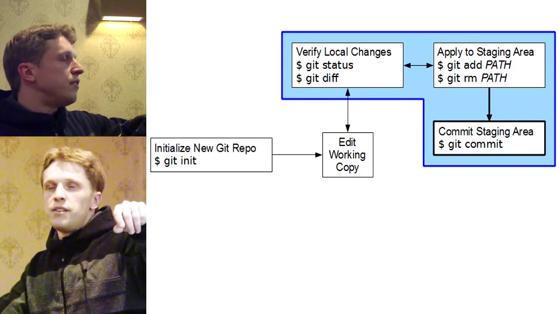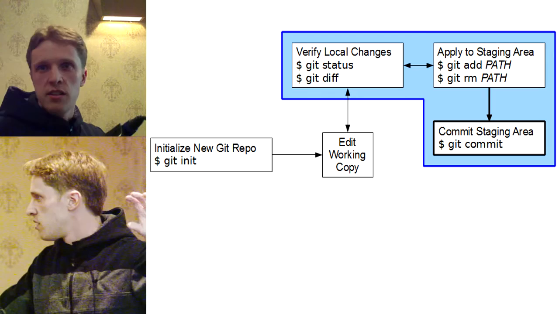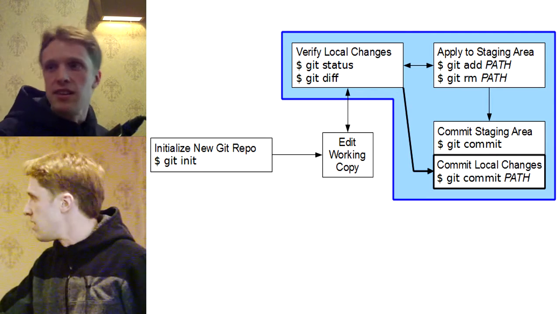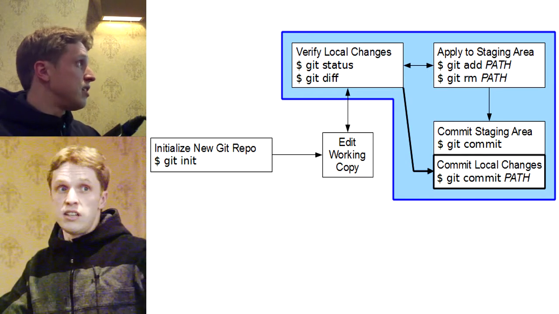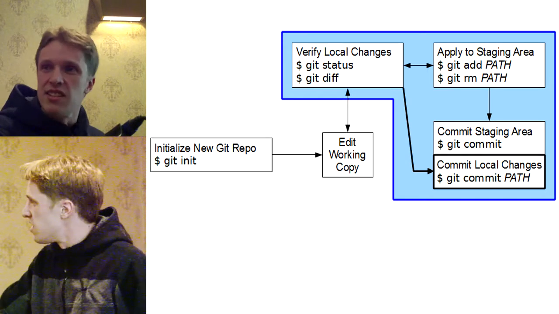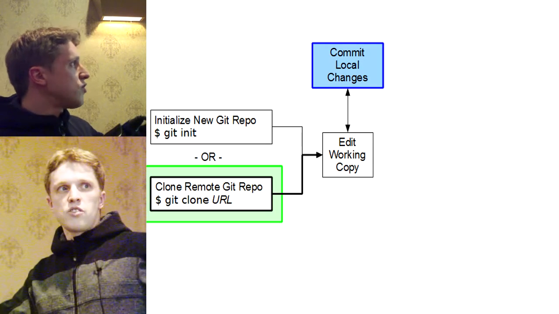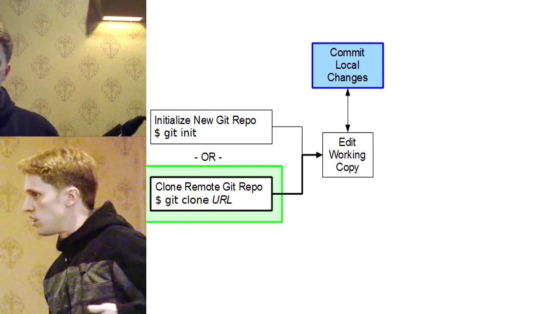Now, the staging area is great if you've got a whole bunch of commits. It gets a little cumbersome if you're just dealing with little one-off things, so it's possible to bypass it entirely by literally just using git commit filename. Really, this is the exact same syntax as Subversion. Commit local changes.